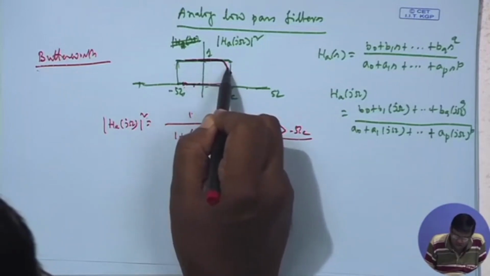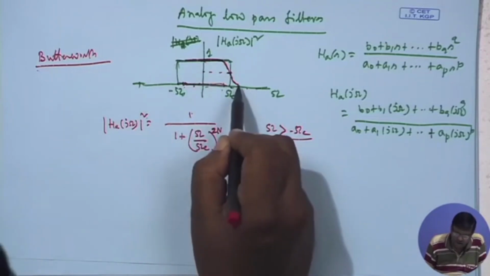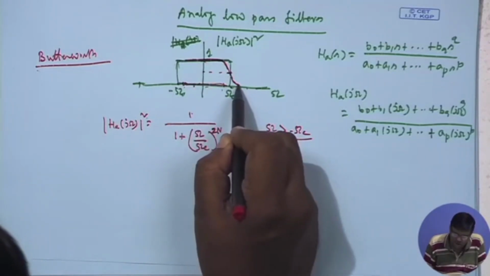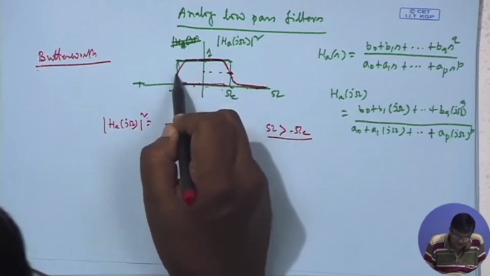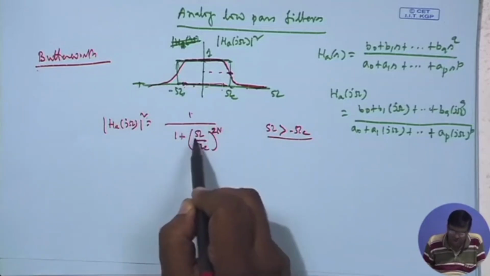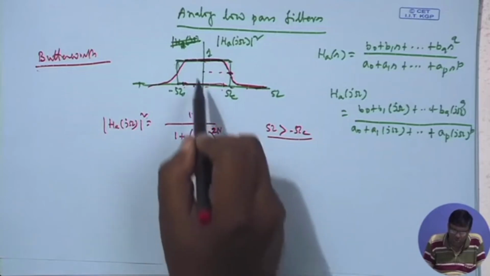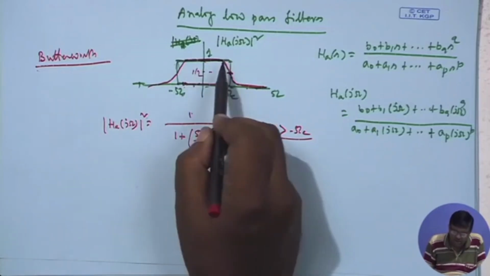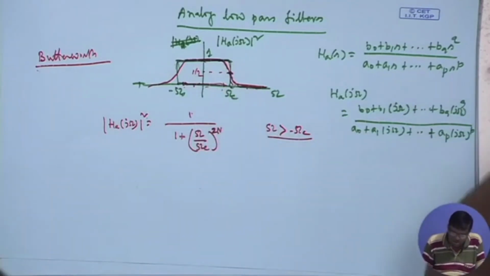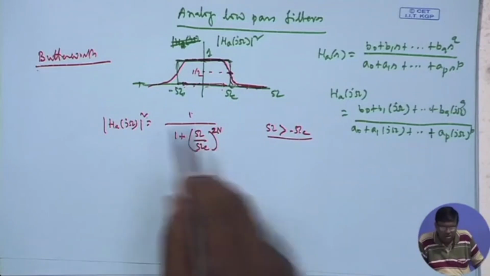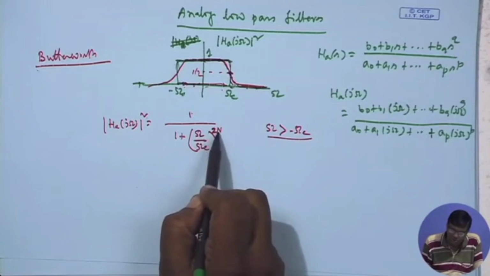As omega increases, it will fall, but always for any n, n is called the order of the Butterworth filter, for any n, it will cross through this point. That you get from this expression. For any n, omega equal to omega c means this is 1, 1 to the power 2n is 1, 1 plus 1, 2, 1 by 2. This is 1 by 2. But as n increases, it becomes sharper. It becomes like this.